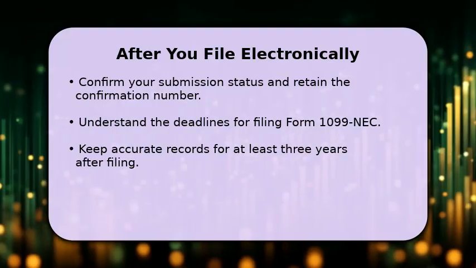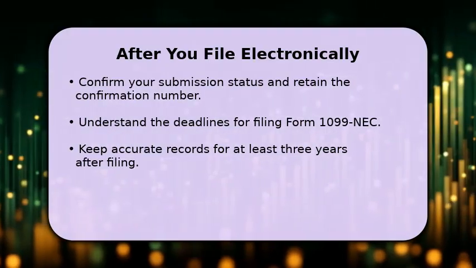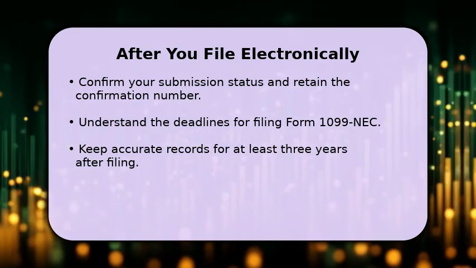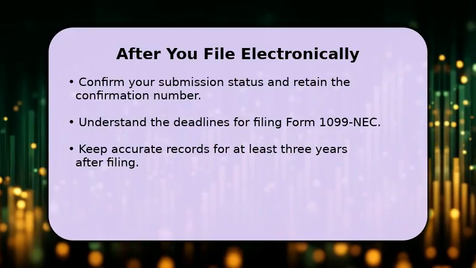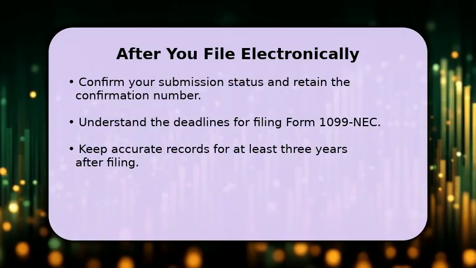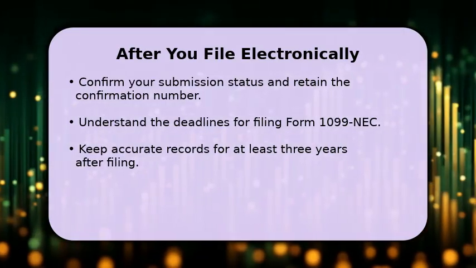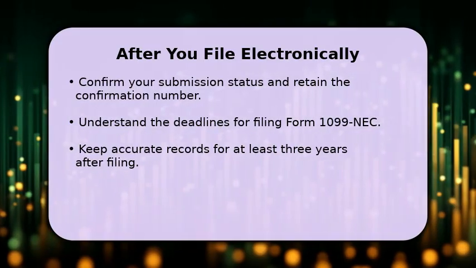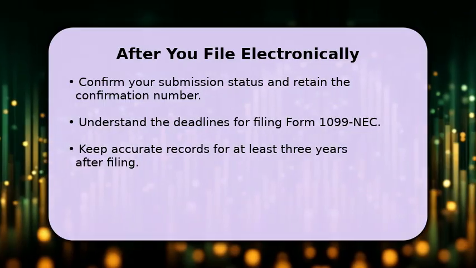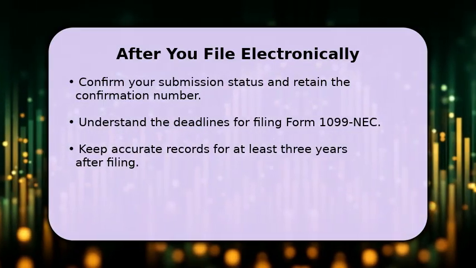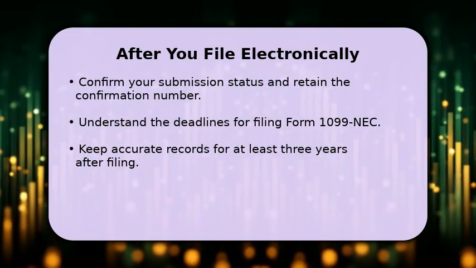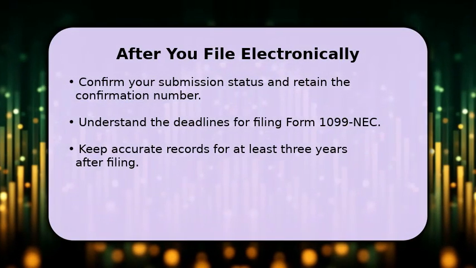After submitting your forms, always confirm the submission status with the IRS and make sure to retain your confirmation number for your records. This number is proof of your timely filing. Be aware of the specific deadlines for filing Form 1099-NEC to avoid penalties. Generally, this is January 31st for recipients and the IRS. Lastly, maintain accurate records of all your filings for at least 3 years, as required by the IRS. This ensures compliance and provides documentation if needed.